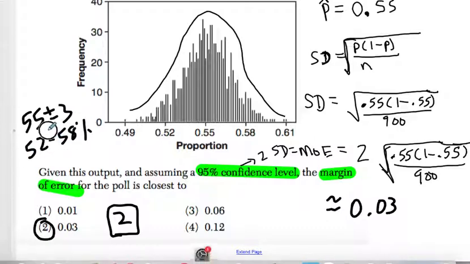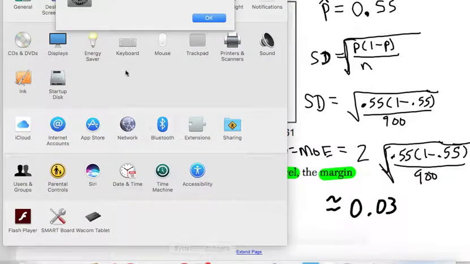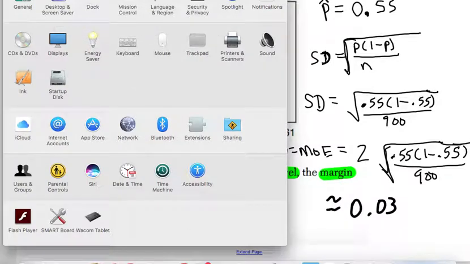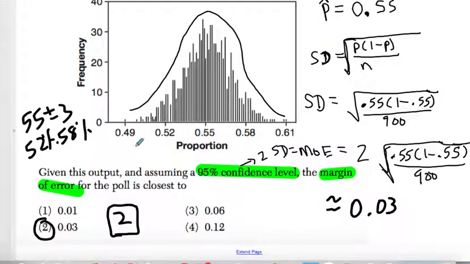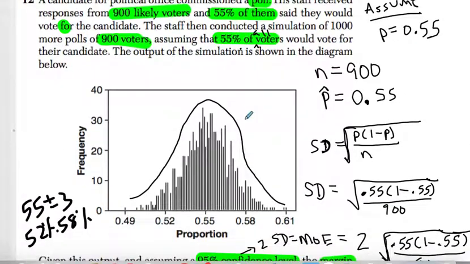We're 95% confident that between 52 and 58% of the voters will actually vote for the candidate. And our answer is choice 2. So make sure you know sample proportions, population proportions, normal distributions, 95% confidence interval, and margin of error, okay? Pause the video if you need to.